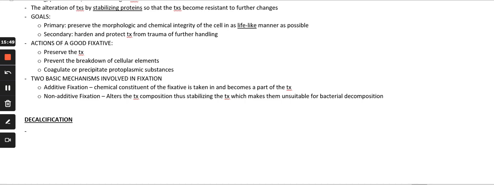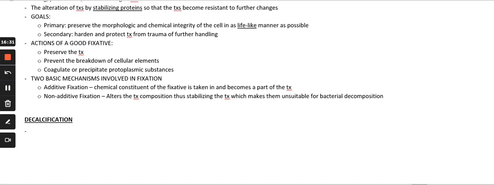Okay, now we also have different factors that influence the rate of decalcification. We have the concentration of the decalcifying agent. We also have the ratio of the decalcifying fluid to the tissue. We also have the temperature, which can be either high or low. Mechanical agitation is also considered a factor. The presence of agitation speeds up the process. And the last one is the ideal time required.